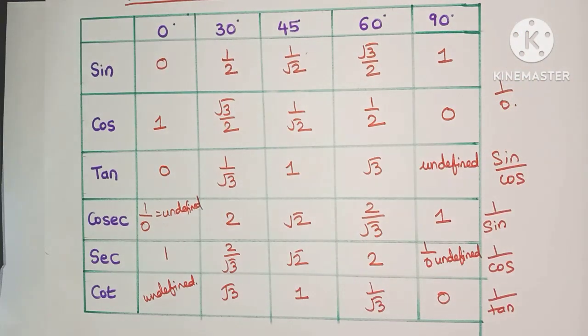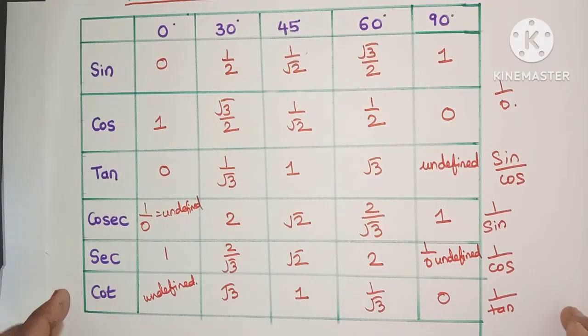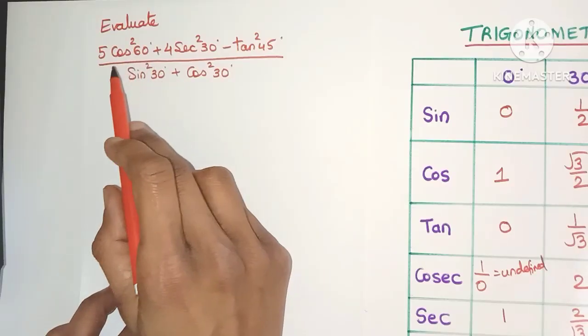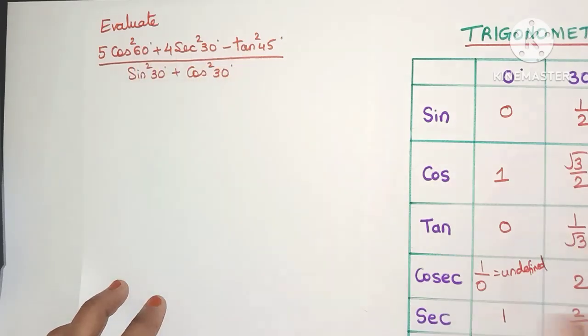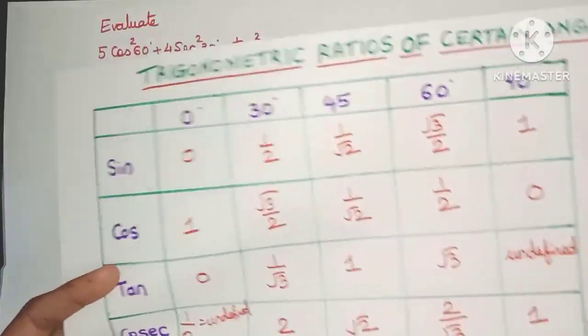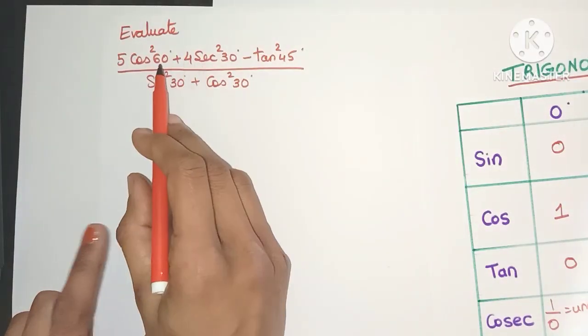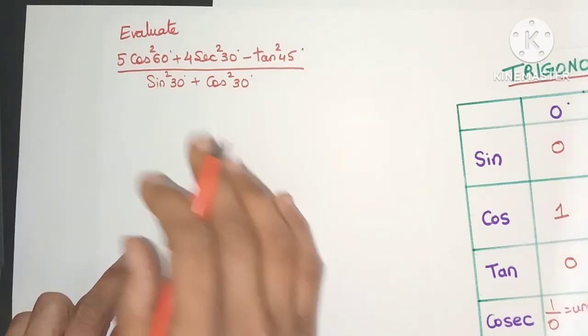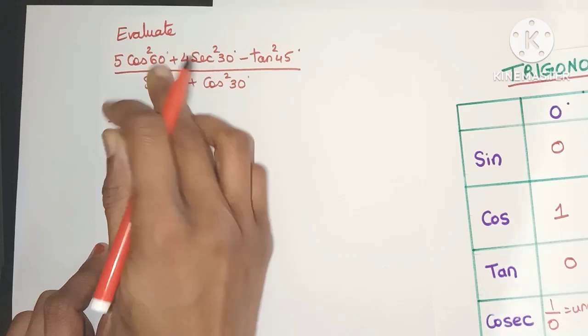So now let's go ahead and try one question which is based on these values. The question is, evaluate this expression. If you see, all these angles are the standard angles whose ratios we have defined over here. So this question is all about remembering the ratios and substituting them properly in this expression. So let's start substituting. You will get 5 into cos 60.